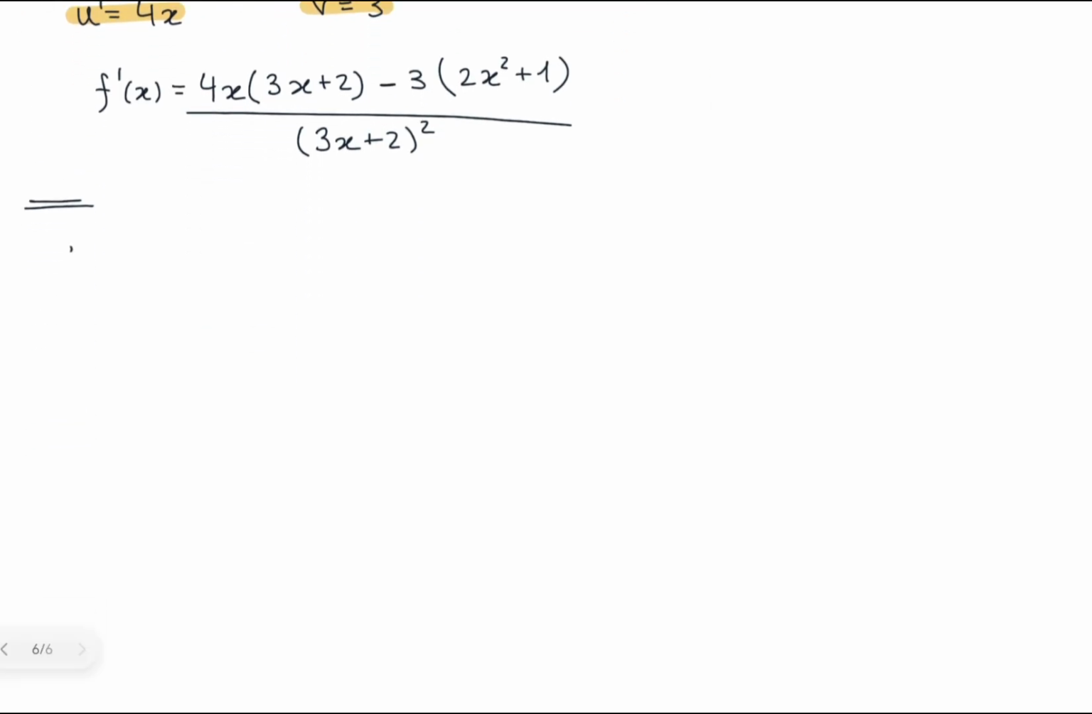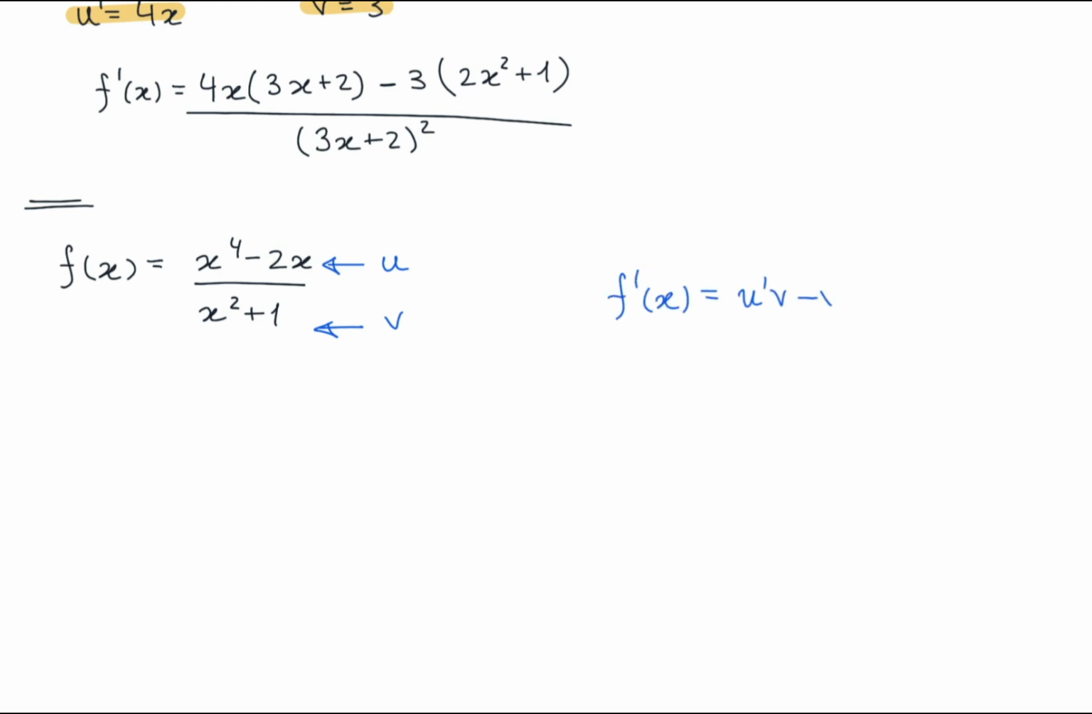Now, let's do another example just to make sure you understand the concept. Let's take f of x is x to the 4 minus 2x over x squared plus 1. As we mentioned, the numerator is always u and the denominator is always v. And we use f prime of x is u prime v minus v prime u over v squared.